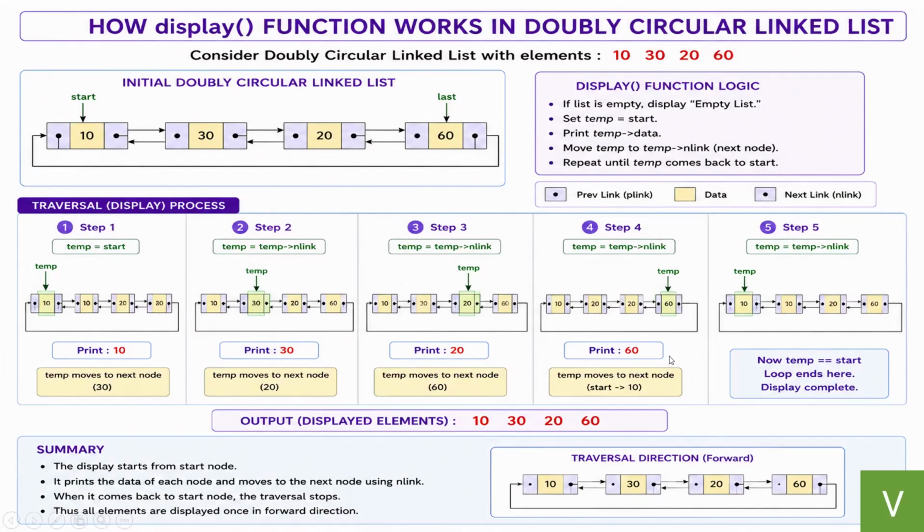Again we will print that particular node. Again we will traverse temp: temp is equal to temp of nlink. So again temp reaches the starting node. Here temp is equal to start, so the loop completely ends. This is the process of displaying the elements in a double circular linked list. Now let us write a C program of how the display function works.